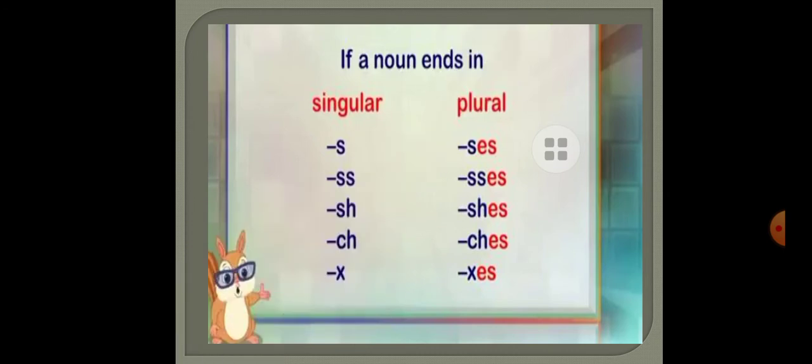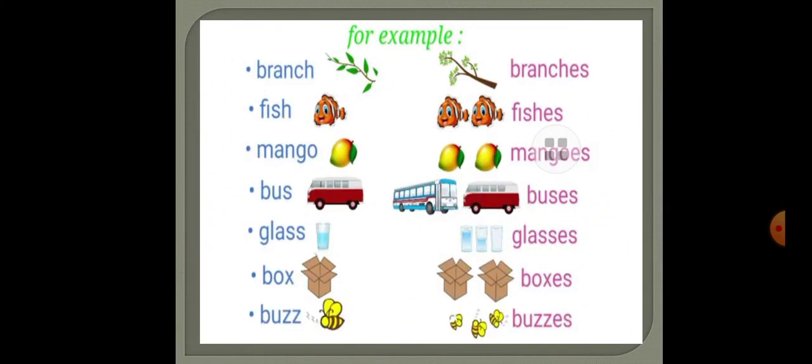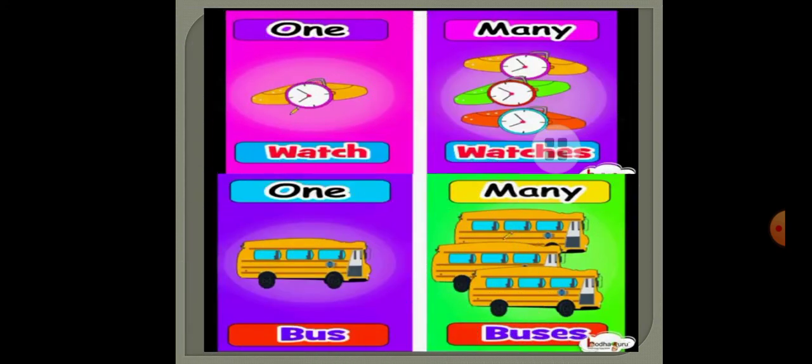Now children, the second rule is if a noun ends in s, double s, sh, ch, x, we have to add es to make the plural noun. So children, example, branch ends with ch, so we have to add es and make branches. Fish, fishes. Mango, mangoes. Bus, buses. Glass, glasses. Box, boxes. Buzz, buzzes. So children, watch, watches, and bus, buses.